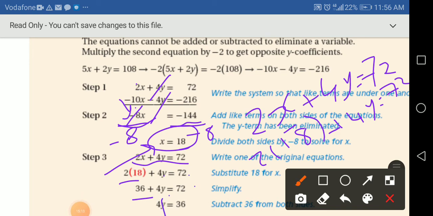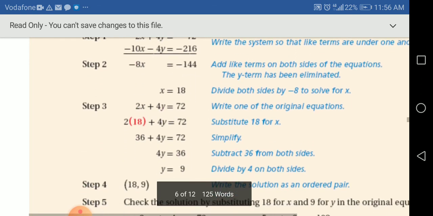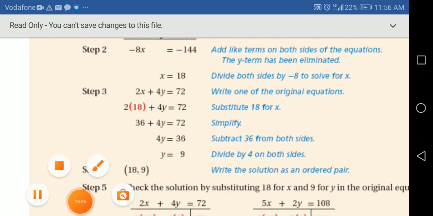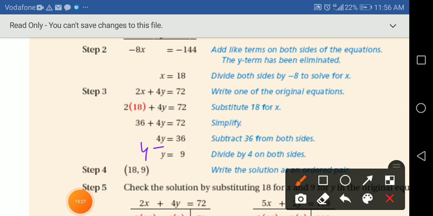I need 4y alone here, so 36 goes to the other side as negative. 72 minus 36 gives you 36. Then I have 4y equals 36, divided by 4, divided by 4. So y equals 9. So the solution here is 18 and 9: 18 for x, 9 for y.